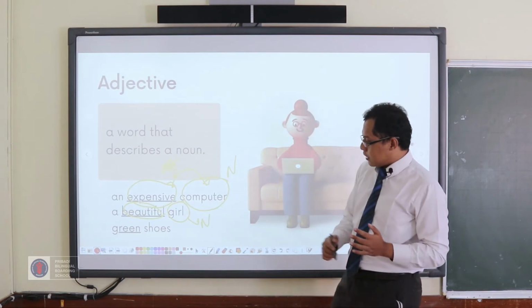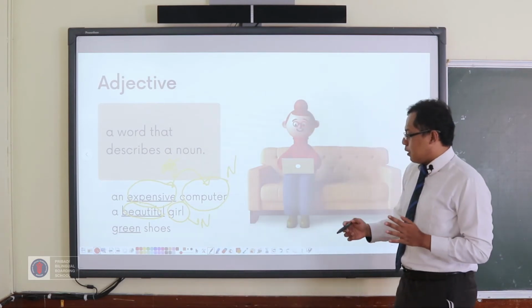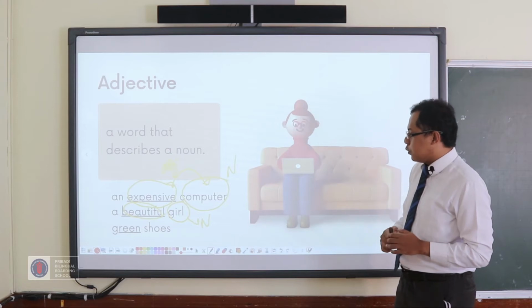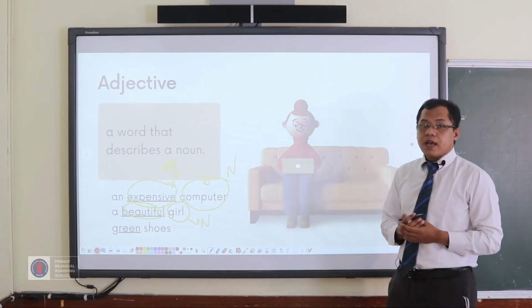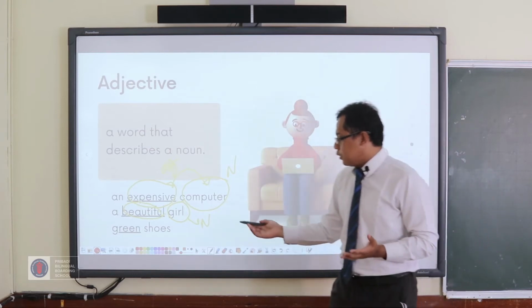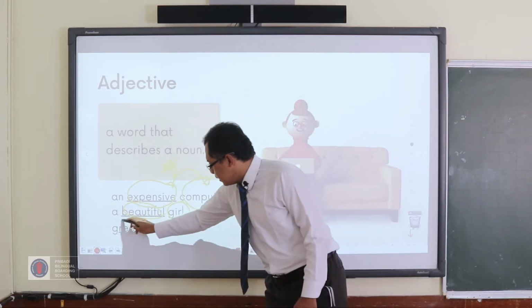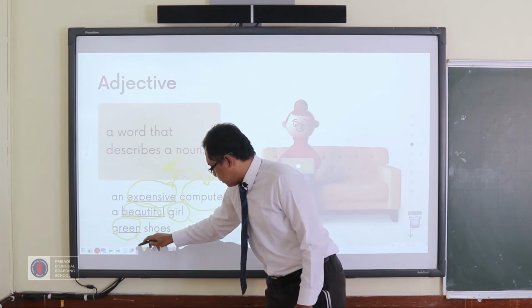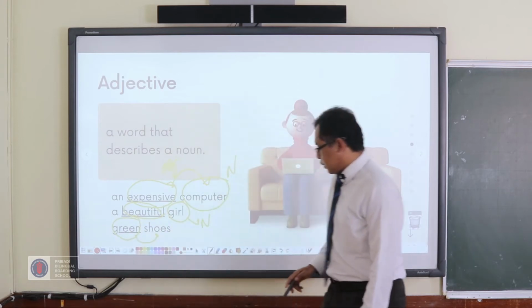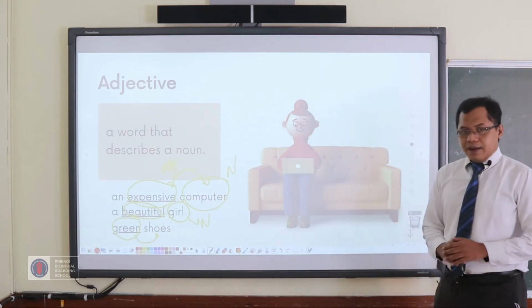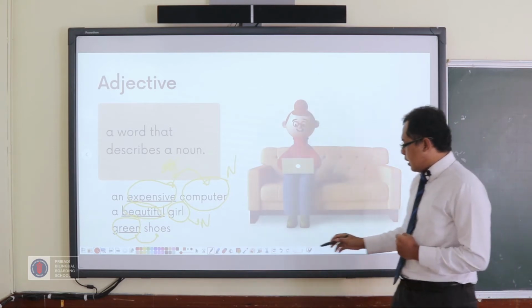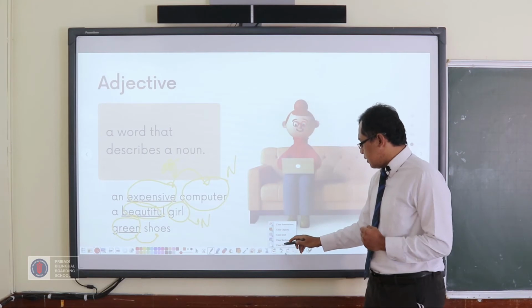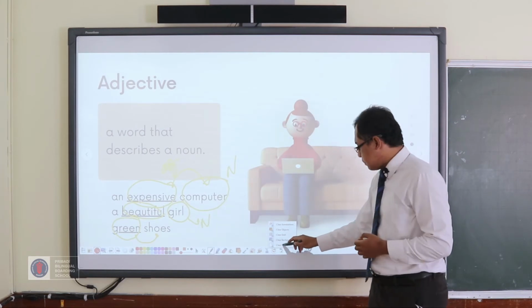And another example is this one, the shoes, yeah? The color, what is the color of the shoes? Yes, green. So green shoes. The word green is also an adjective because it describes the shoes. Okay, I think it's clear enough, yeah, about the adjective. Now, let's move on to the next part of speech.